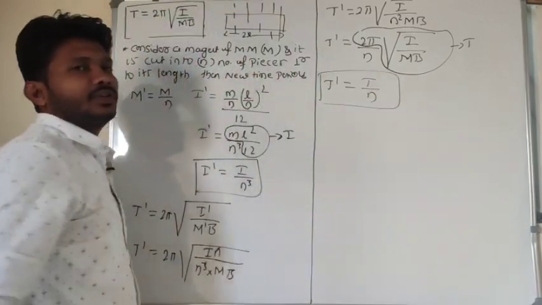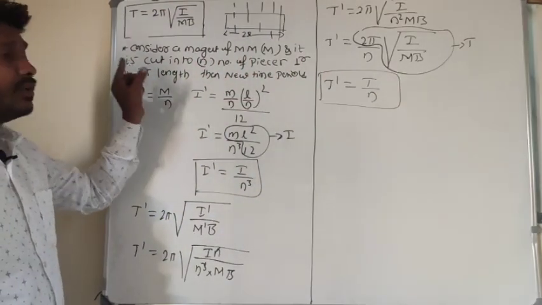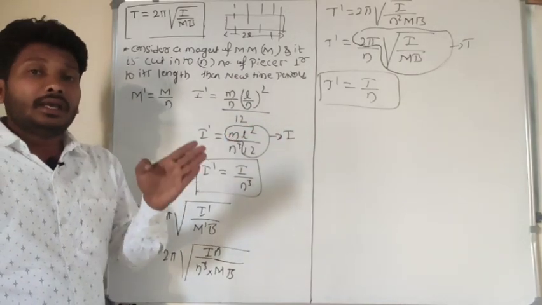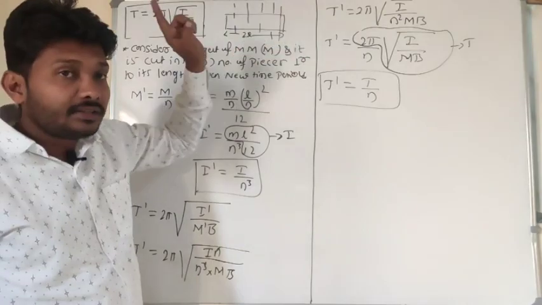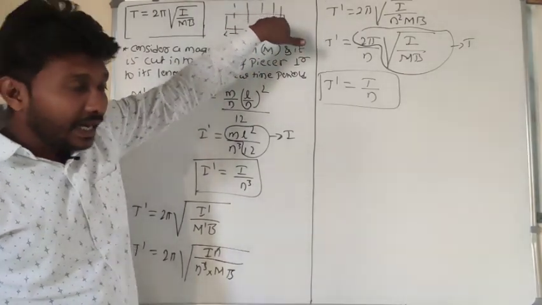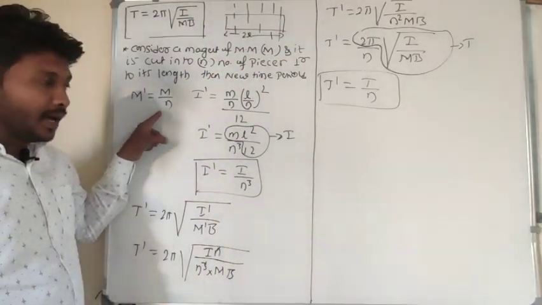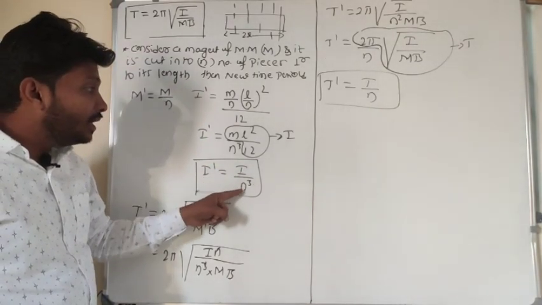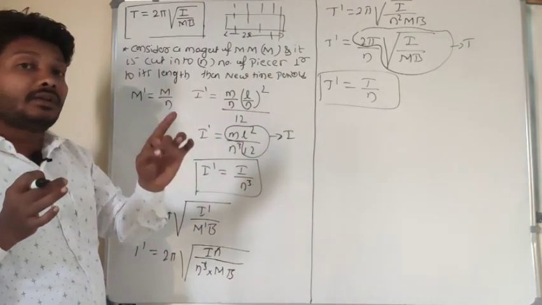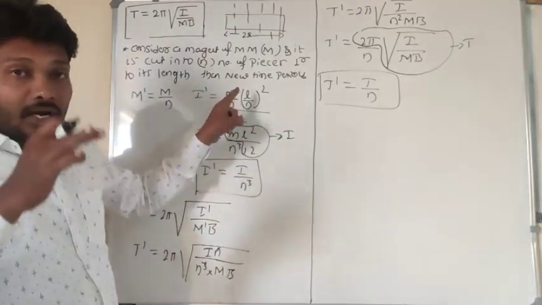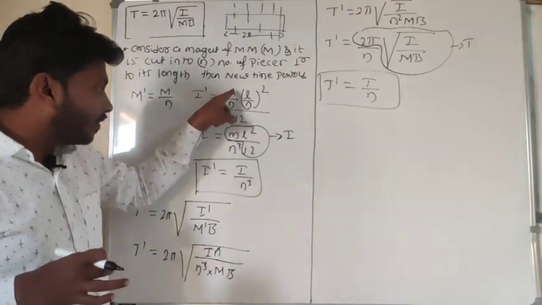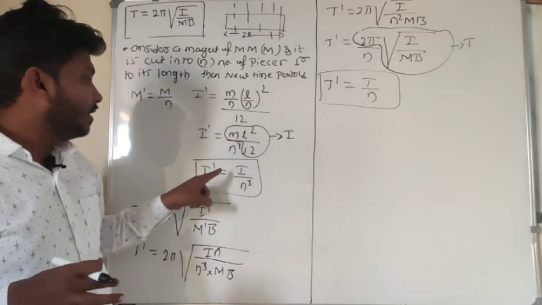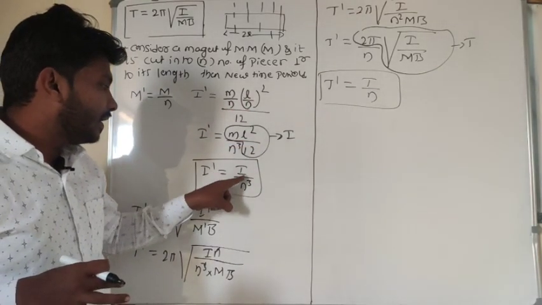What is the final conclusion here? Look here. I will consider a bar magnet or magnetic needle. I will cut it into n number of pieces perpendicular to its length. Remember, perpendicular to its length means magnetic moment becomes m by n, whereas moment of inertia is I divided by n cube. For a thin rod, moment of inertia is m L squared divided by 12. I will reuse that formula: m becomes m by n, L squared means L by n whole squared. Finally, I dash equals I divided by n cube.